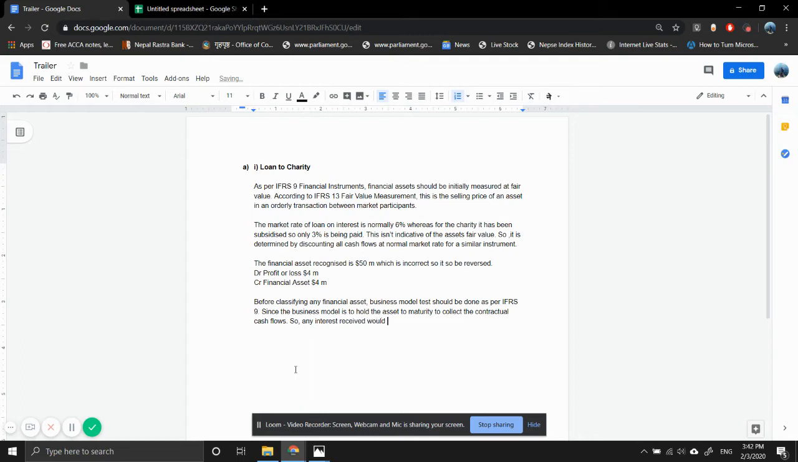received would be credited to SOPL using the effective interest rate, and the cash receipts reduce the carrying amount. All right.